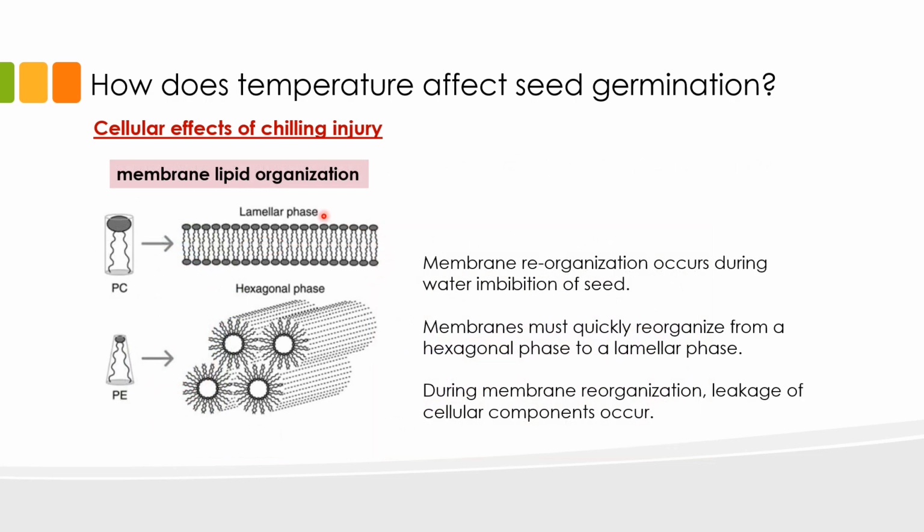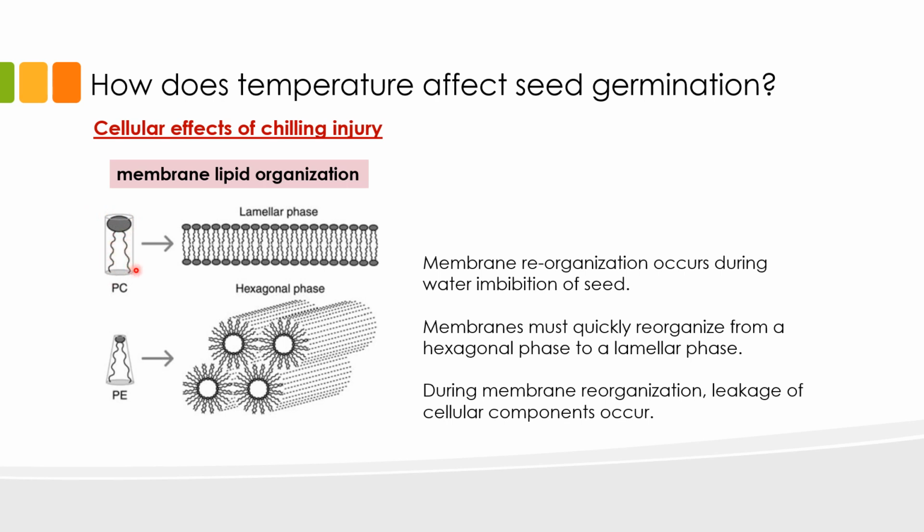Here's another illustration of a cell membrane where the lipids are arranged at a lamellar phase. In seeds, the membranes are not arranged like this. Instead, they are arranged like this. This lipid organization is known as the hexagonal phase. A lipid is composed of a polar head and a fatty acid tail. This is an example of a lipid. You have here the polar head and you have here the fatty acid tail.